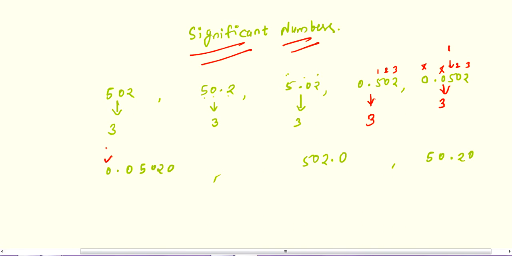Again starting from 0, so we will leave, again 0 we will leave. Now 5, first digit, second digit, third digit, fourth digit. So how many digits are there? 4 digits. So in this case we are having 1 2 3, and this 0 we have to count, because as I told you, the only condition is that the number should not start with 0. Here it is starting from 5. So 4 digits are there.